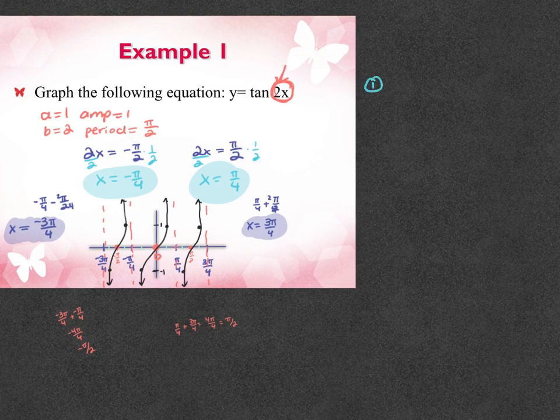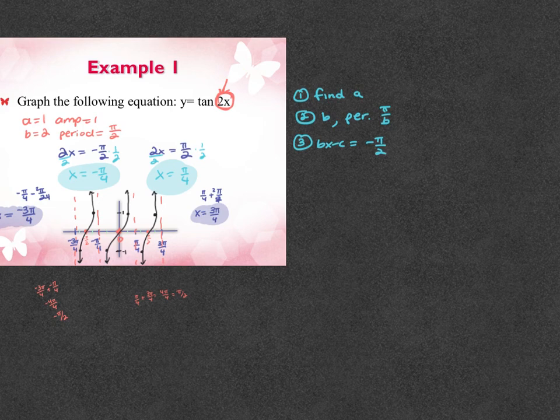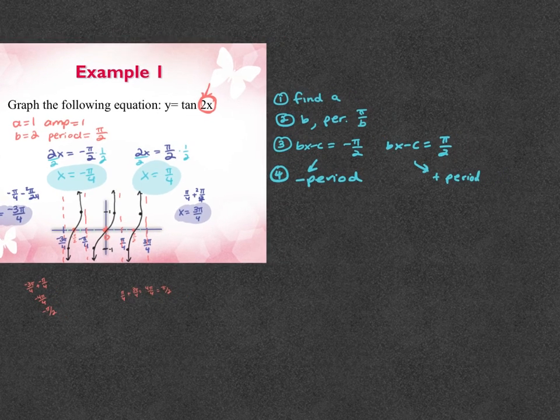So step 1 was find the A, right? Step 2, find B, and then the period is pi over B. Step 3, set my bx minus c equal to negative pi over 2 and positive pi over 2. From the one on the left, you're going to subtract the period. From the one on the right, you're going to add the period. And those are your asymptotes.